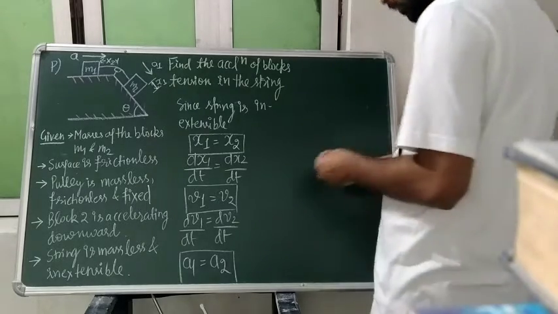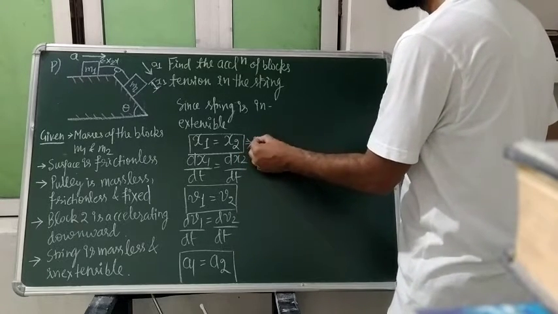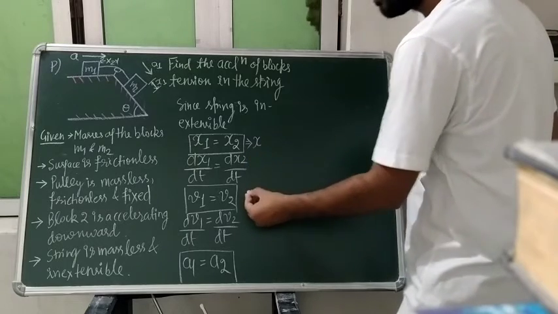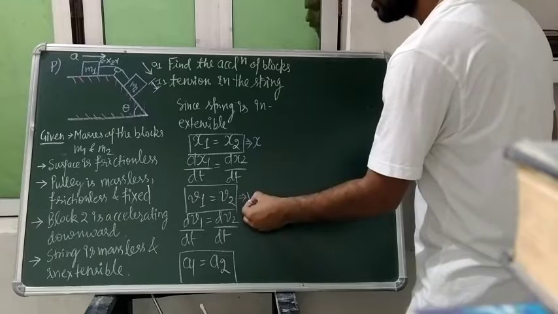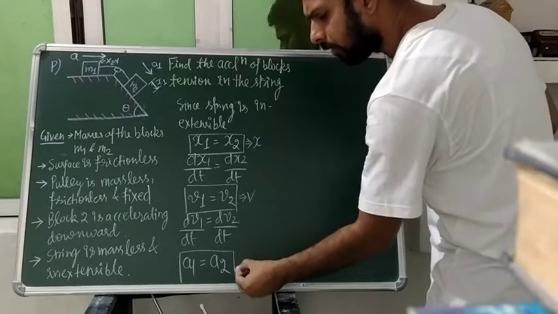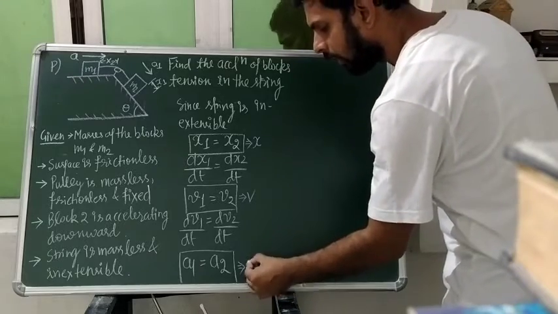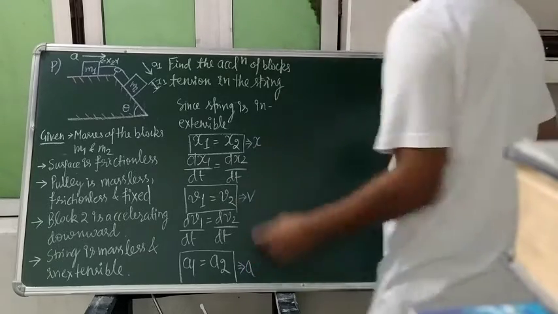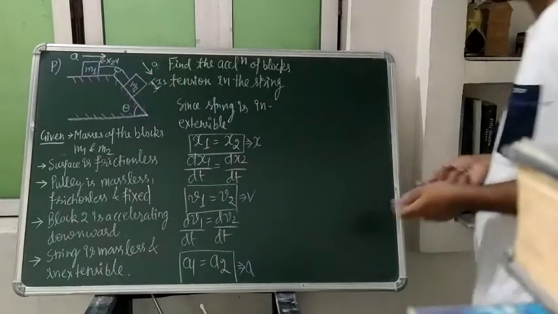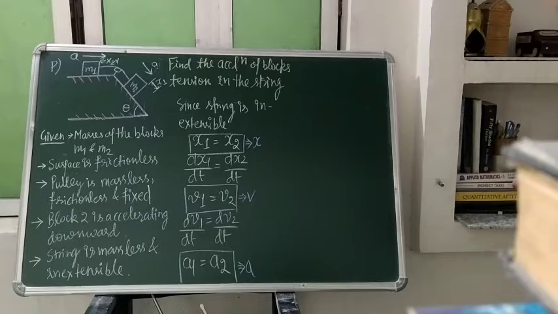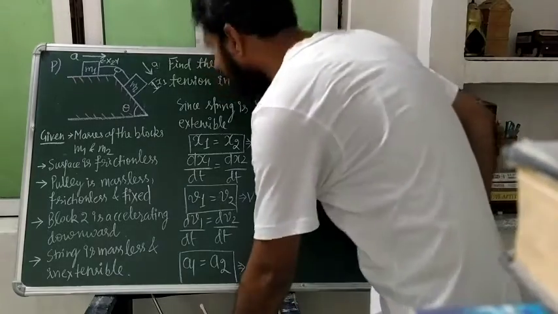Okay, so suppose x1 equals x2 equals something, which we call x, and v1 equals v2, so they are equal to v. And a1 and a2 are the same, so we can say they are equal to a. That's why we will not write a1 and a2 here; we will write only a. Getting it, students?